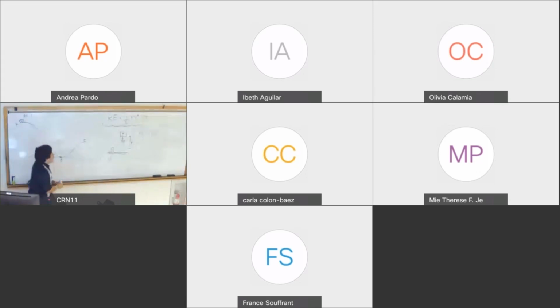For now, we want to say that potential energy, with respect to the ground, that's important, is equal to mgH, but you need a reference. And your reference is always the ground.